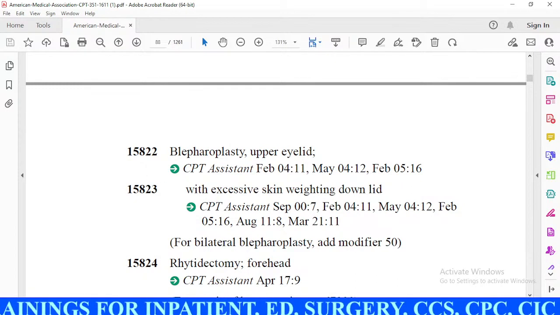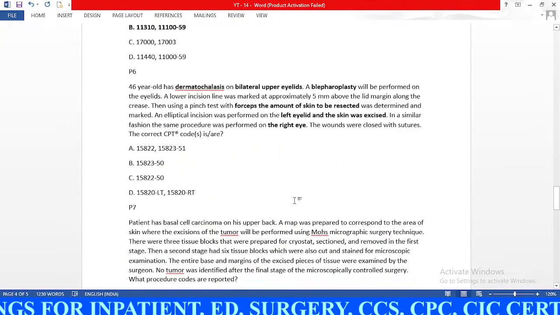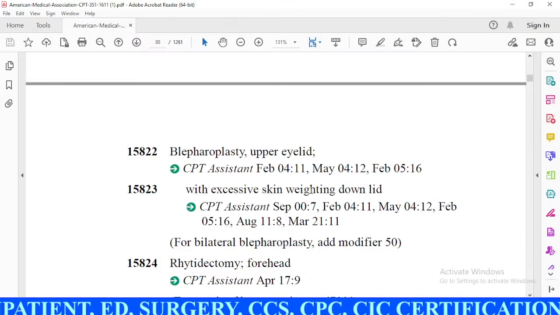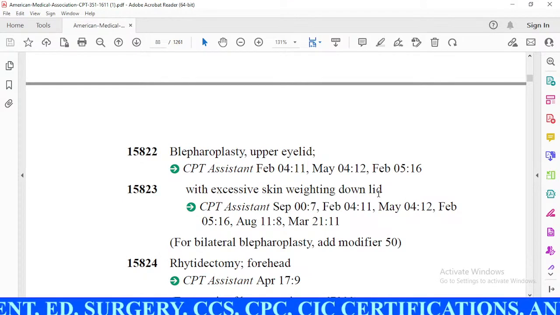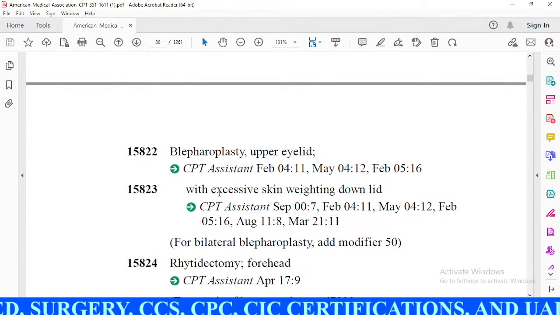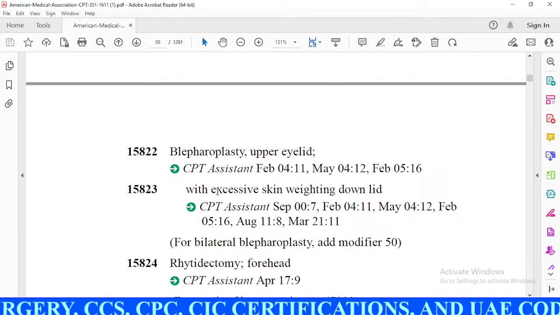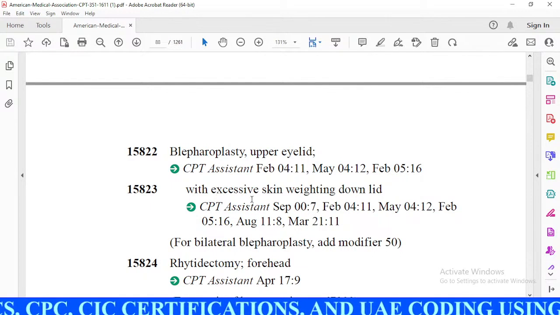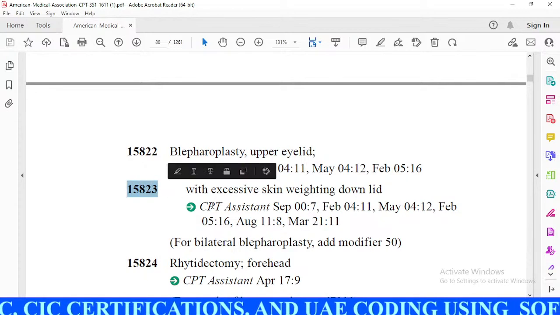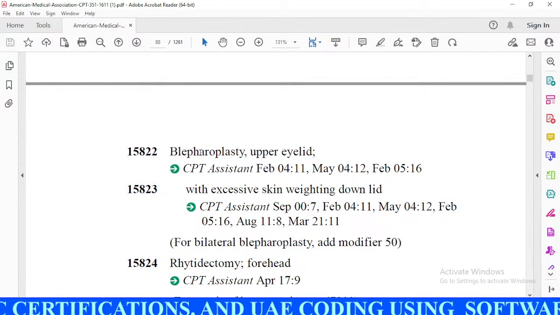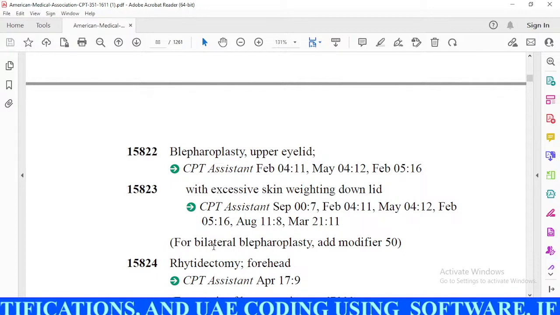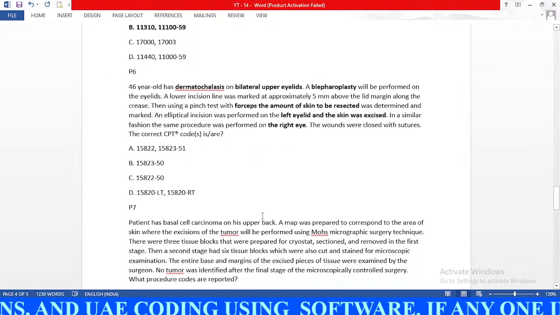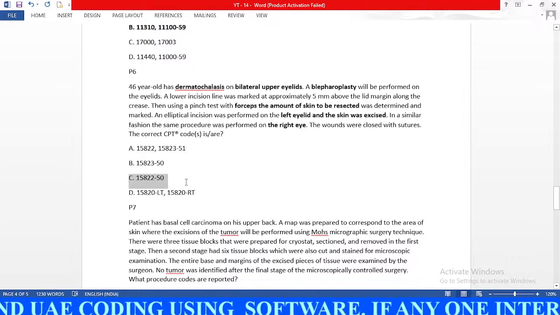Based on our scenario, the physician did not mention excessive skin weighing down the lid. He did not mention that the patient has excessive skin which we have excised. So based on the operative report we can't code 15823. We need to code 15822, blepharoplasty upper lid, and for the bilateral procedure we add the 50 modifier. Because of this rationale our answer is C.